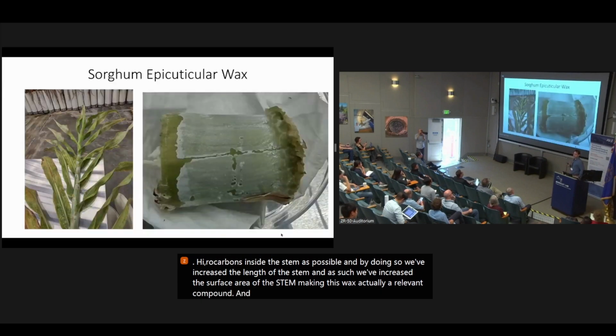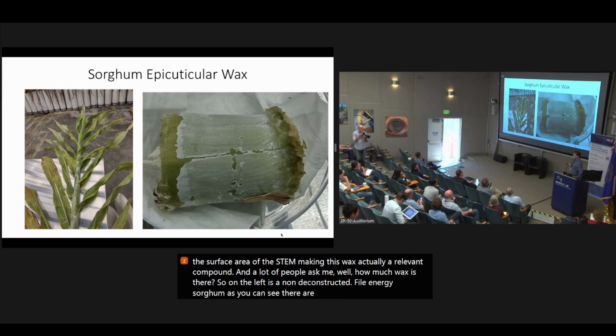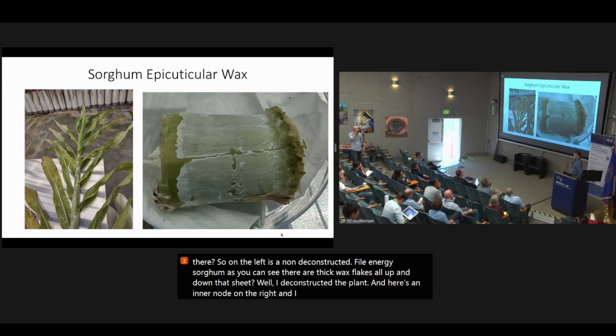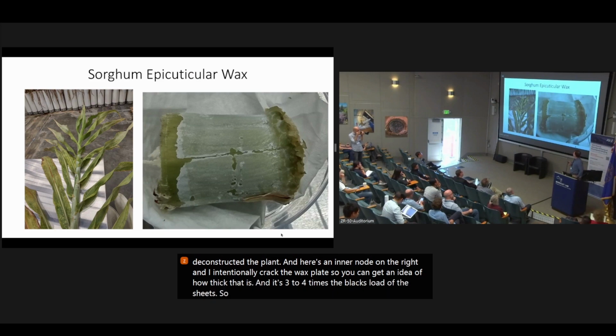And a lot of people ask me, well, how much wax is there? So on the left is a non-deconstructed bioenergy sorghum. And as you can see, there are thick wax flakes all up and down that sheath. Well, I deconstructed the plant, and here's an internode on the right. And I intentionally cracked the wax plate so you can get an idea of how thick that is. And it's 3 to 4 times the wax load of the sheath. So it's significantly higher levels.